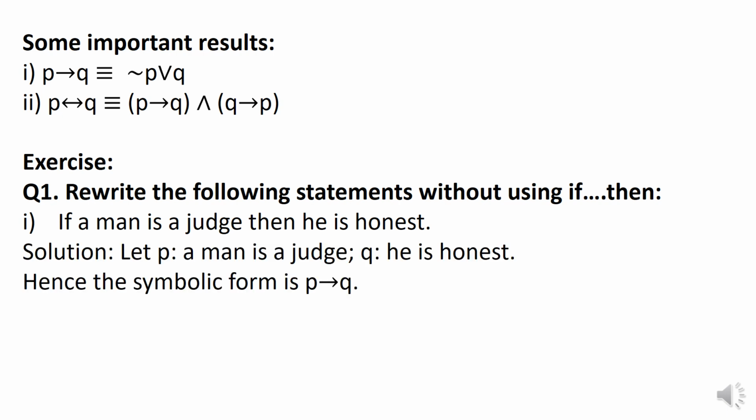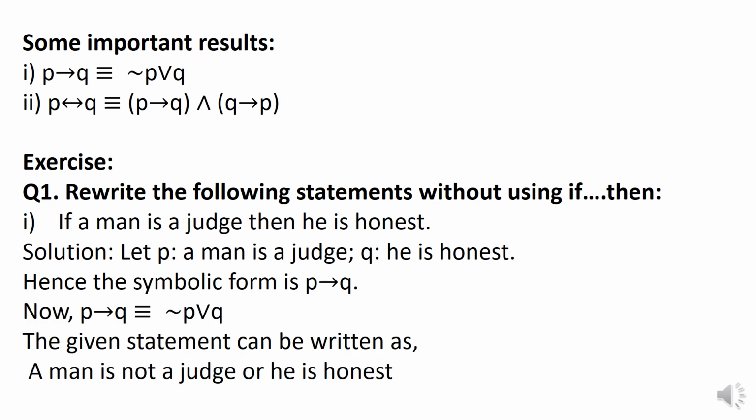Now, as usual, we are going to split the statement into two statements. Split the compound statement into two simple statements, P and Q. So let P be a man is a judge, and Q be he is honest. So the symbolic form is if P, then Q. Now from the above result, we already know that if P, then Q means not P or Q. So the given statement can be written as a man is not a judge or he is honest.